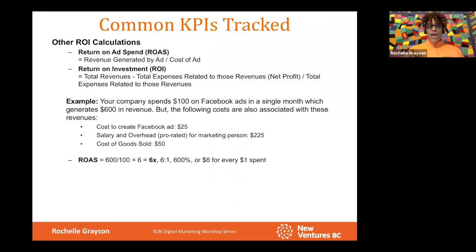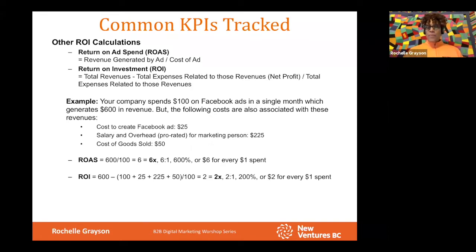So if we were to do that, your return on ad spend is $600 divided by the $100 that you use on Facebook. So it's 6x, which means from the advertising perspective, for every dollar that I put into advertising, I'm getting $6 back. It can be represented as 6x, a 6-to-1 ratio, or 600%, or basically $6 for every dollar spent.